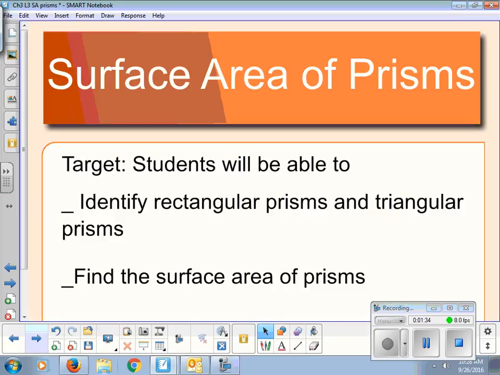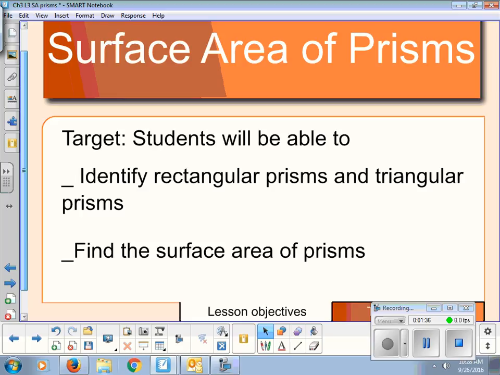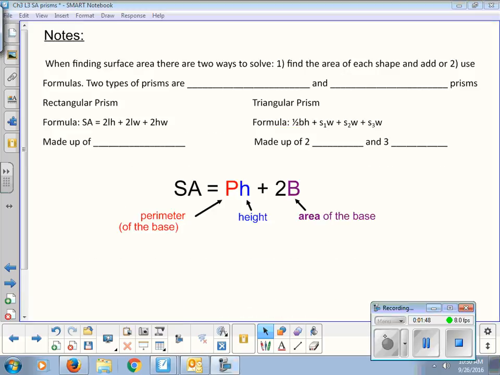Okay, the heading of our notes is surface area of prisms. Our targets for today: students will be able to identify rectangular prisms and triangular prisms and find the surface area of prisms. When finding surface area, there are two ways to solve. You can use the net of your shape, so unfold your prism, find the area of each shape and add the shapes together, kind of like composite figures, or you can use the formulas.